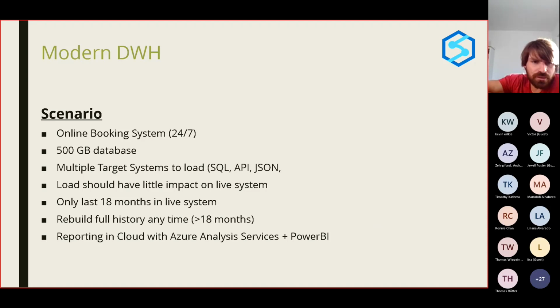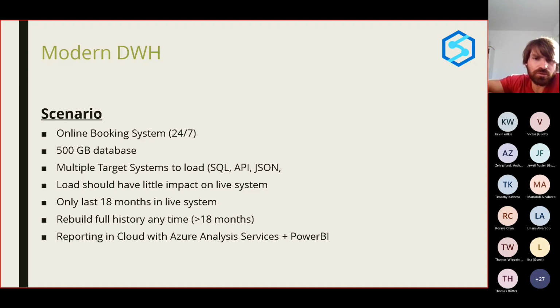That's another one that's more on modern data warehouse and Synapse. So the use case here was an online booking system that's online 24/7. It was an airline in this case. It was a 500 gigabyte database, but it only contained the last 18 months, and then the data was cleaned again because otherwise the database would grow too big. Everything older than 18 months was archived, but was not easily accessible anymore.